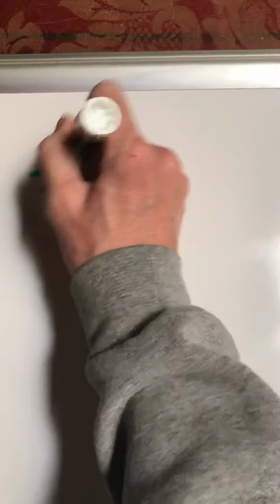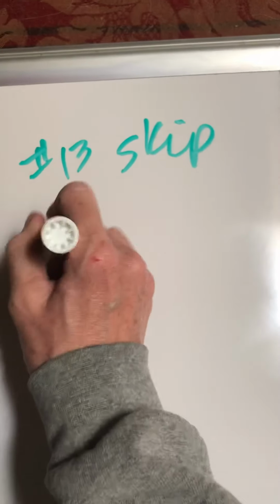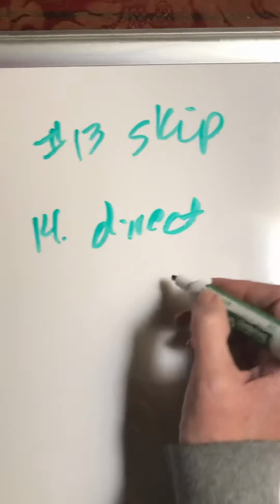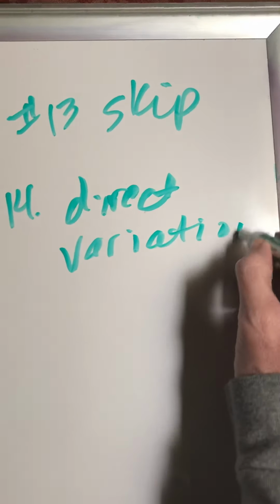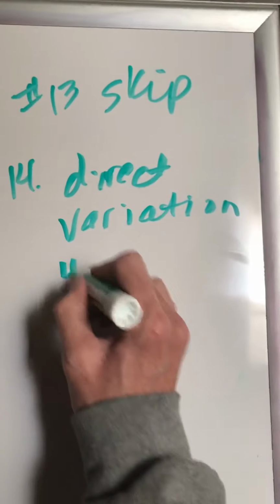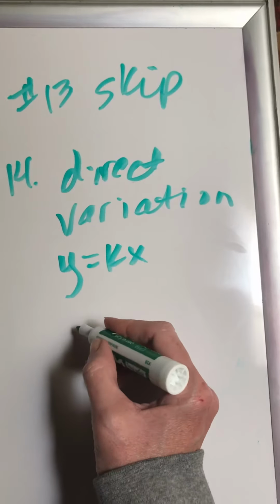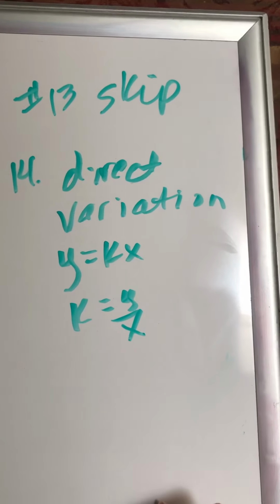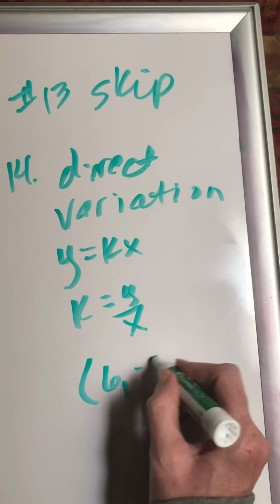Then we're going to skip number 13. I want you to skip number 13. So number 13, skip. Number 14, we want to write a direct variation equation. Now again, this is written on the review, direct variation. Direct variation is y equals kx. That's direct variation. So then k is y over x. That's how you find k with direct variation. And then they give you this point, 6 comma -54.